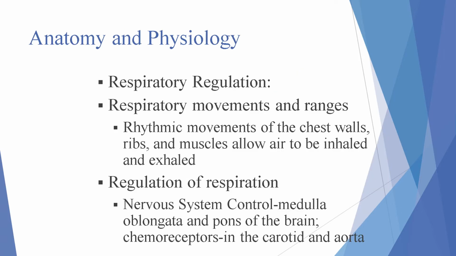So now respiratory regulation. Respiratory movement arranges rhythmic movements of the chest wall. Ribs and muscles allow air to be inhaled and exhaled. Then we have the regulation of respiration, which is your nervous system control. What controls it? It's your medulla oblongata and pons of the brain. You also have chemoreceptors in the carotid and the aorta that monitor the CO2 level. Everyone thinks this is oxygen, but it's the CO2 level. Too high a CO2 level is what's going to cause the need to breathe more, to get rid of the CO2.